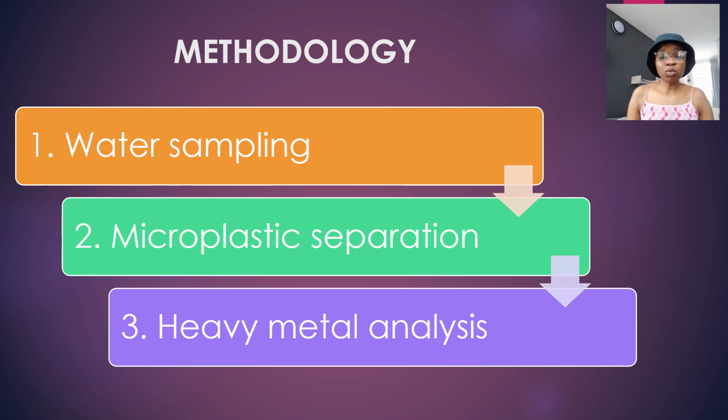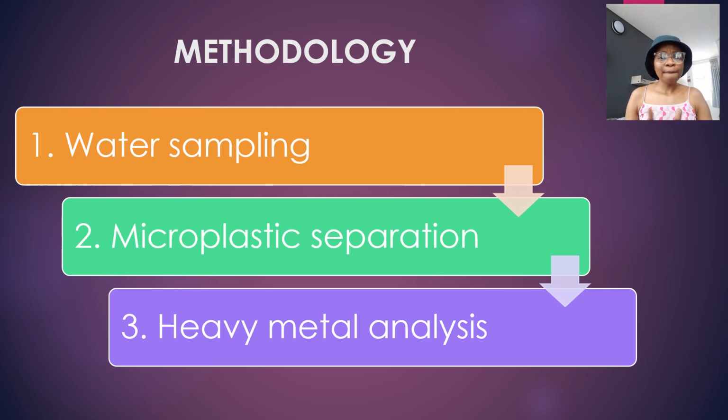There are 5 steps that we followed in this experiment. Step number 1, which was water sampling, where samples were collected from a wastewater treatment plant influent and effluent, from the lake water and tap water sources.